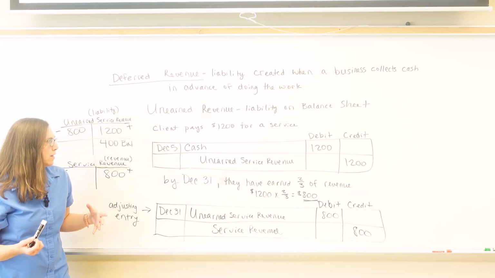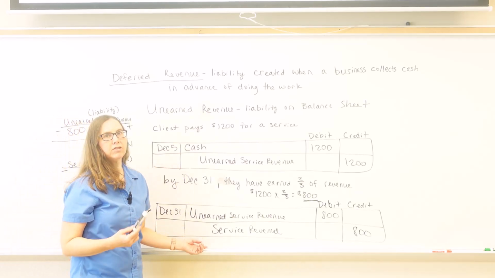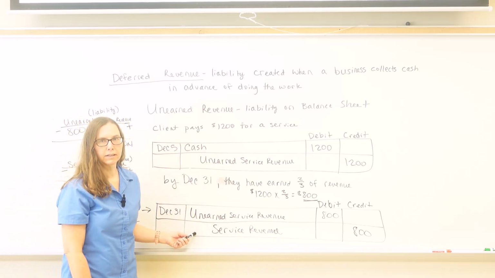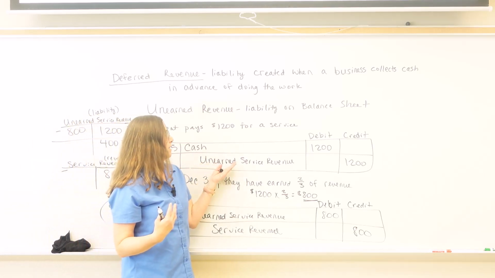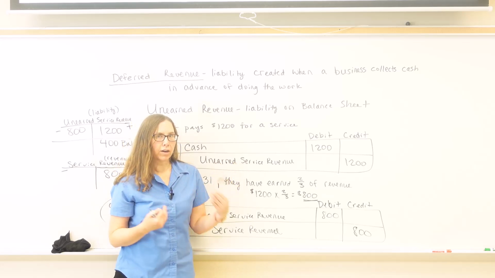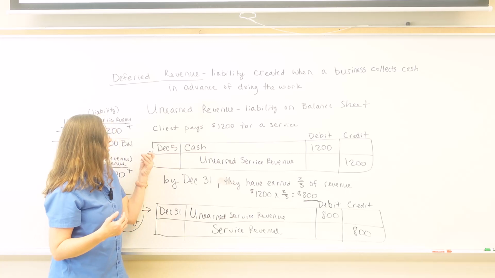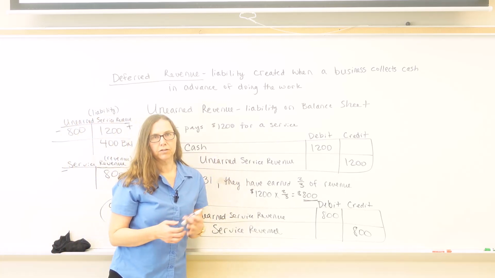Now, if you're in a class, you may just be asked for the adjusting entry itself, the second entry that I did, but I feel like it's important to know what already happened before that adjusting entry took place, which is why I also explained the first entry.